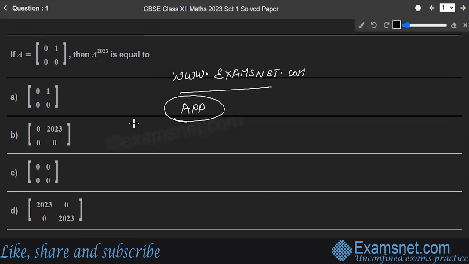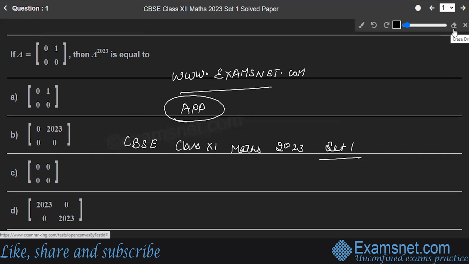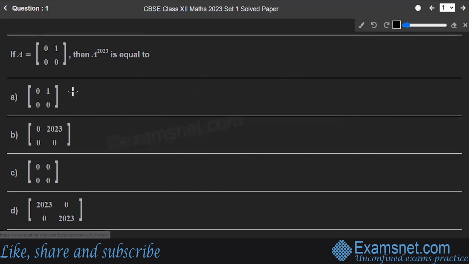Today we'll be solving CBSE Class 12 Mathematics 2023 Set 1 paper. So let's go. We'll be solving the very first question, which belongs to mathematics. Here's question number 1, a matrix question. It says if A is given by this matrix 0, 1, 0, 0, then what is A raised to power 2023? So this seems to be tough, but mind it, it's very easy.